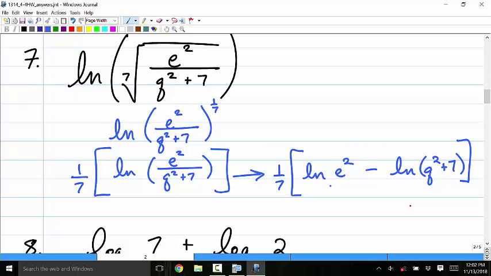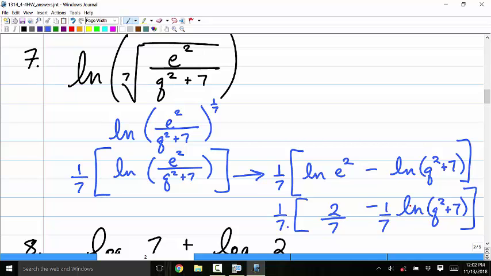One more step. What is ln of e squared? 2. So I get 1/7 times 2 minus ln of q squared plus 7. They may want you to distribute that 1/7, so you would get 2/7 minus 1/7. I don't know. You'd have to check it out on the software.